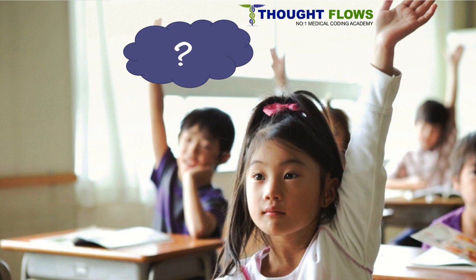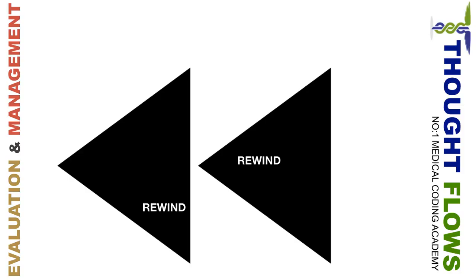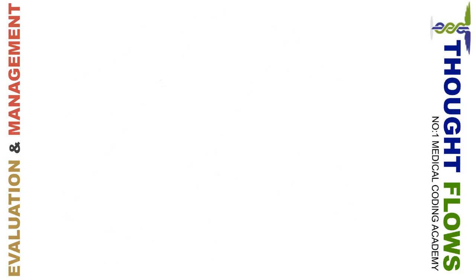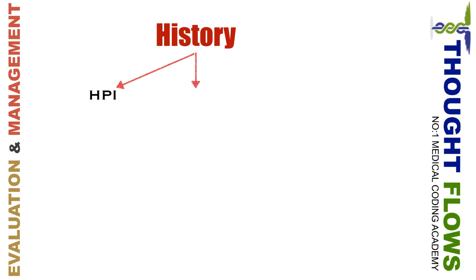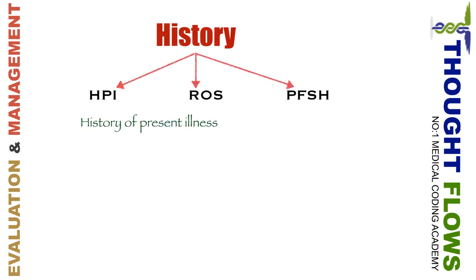Yes, I understood well. Can you please revise it again for better understanding? Sure. In this session, we've seen history in evaluation and management. If you want to take history, we have to check 3 things, which are HPI, ROS, and PFSH. So what is HPI? History of present illness. ROS? Review of systems. And what is PFSH? Past, family and social history.